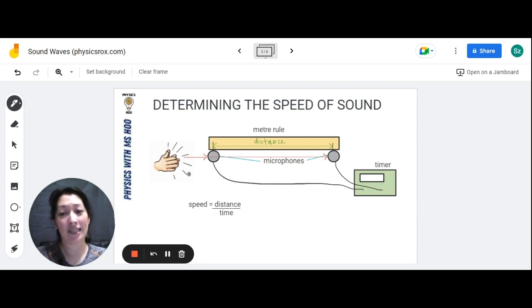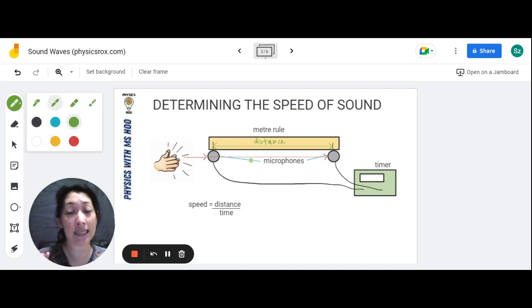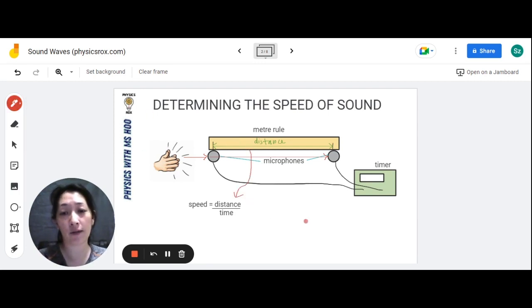If you look at the results, or the data rather, that we have obtained from this experiment, you can see from here we already have the distance because we have set the distance, which is the distance between the two microphones. So that goes on the top here. And the timer will give us a time because it's the time it took for the sound to travel across this distance that we have set. So that goes at the bottom. And by taking the distance divided by time, you can calculate the speed of sound that has traveled through air. Remember that speed is always expressed as meters per second based on SI units.